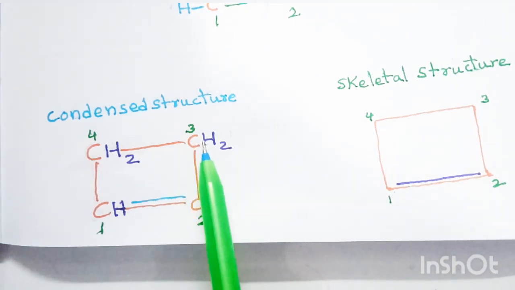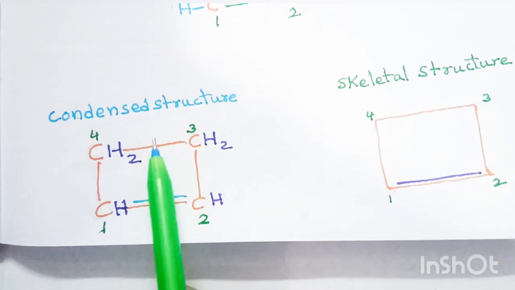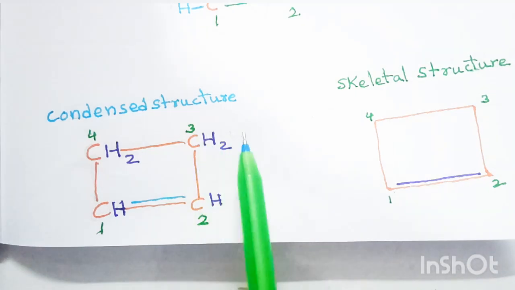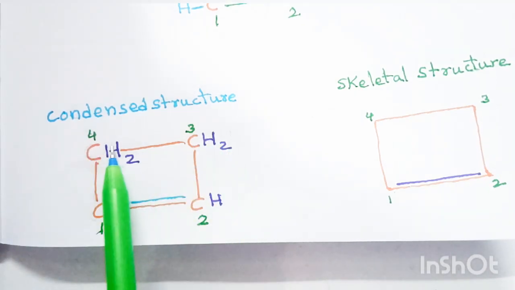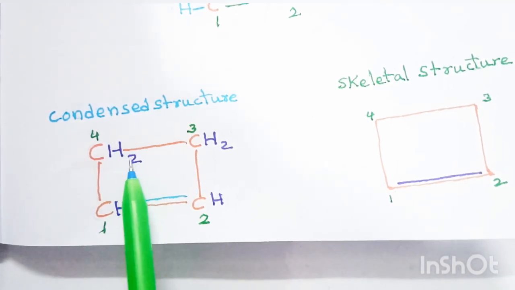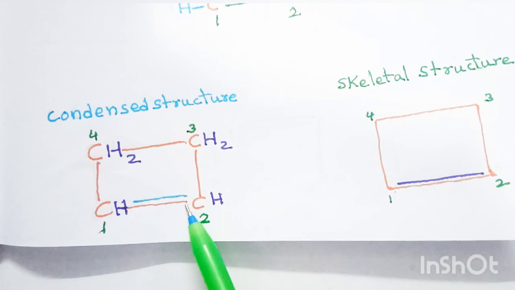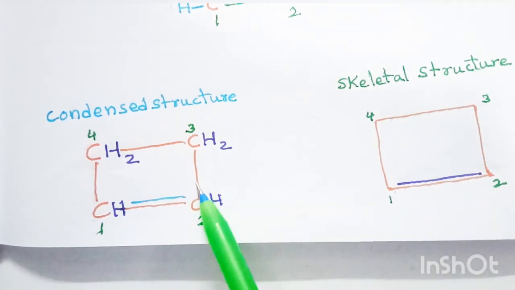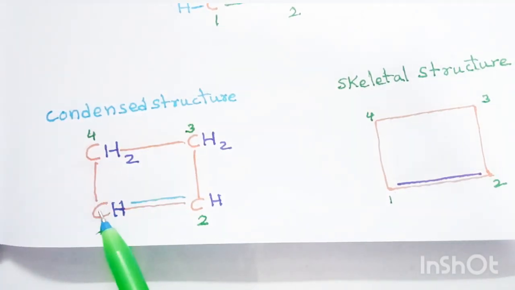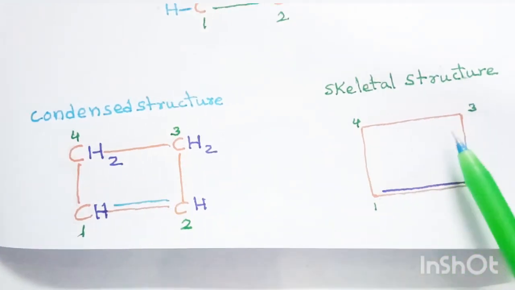Whereas third carbon atom is attached by single bonds to second carbon atom and fourth carbon atom. So it needs two more hydrogens. So we will write CH2 here. Similarly, fourth carbon atom also needs two more single bonds. So we attach two hydrogen atoms here. So it becomes CH double bond CH, single bond CH2, single bond CH2, single bond CH. This is cyclobutene. Let us see the skeletal structure.